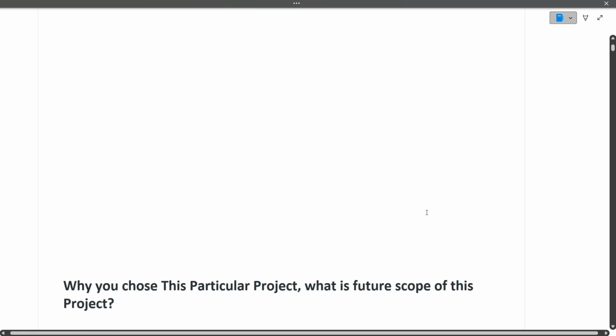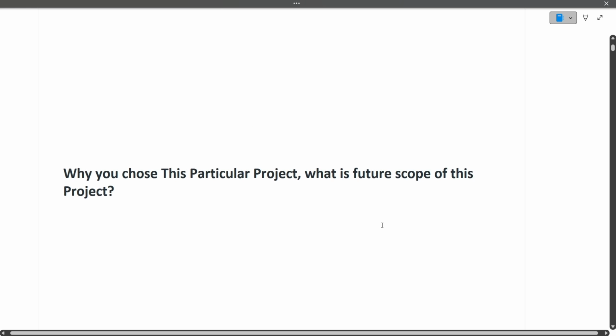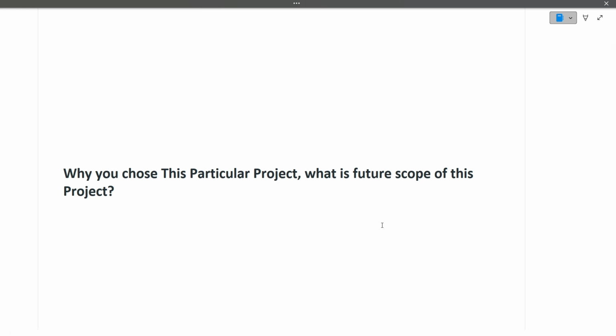Okay, moving ahead, why you chose this particular project and what is the future scope of this project? Again, if you are doing any project, then there must be some future scope in that project also. See, you are not doing it just for the purpose of doing it. Many of you do, I know, but you don't have to tell this to the interviewer.